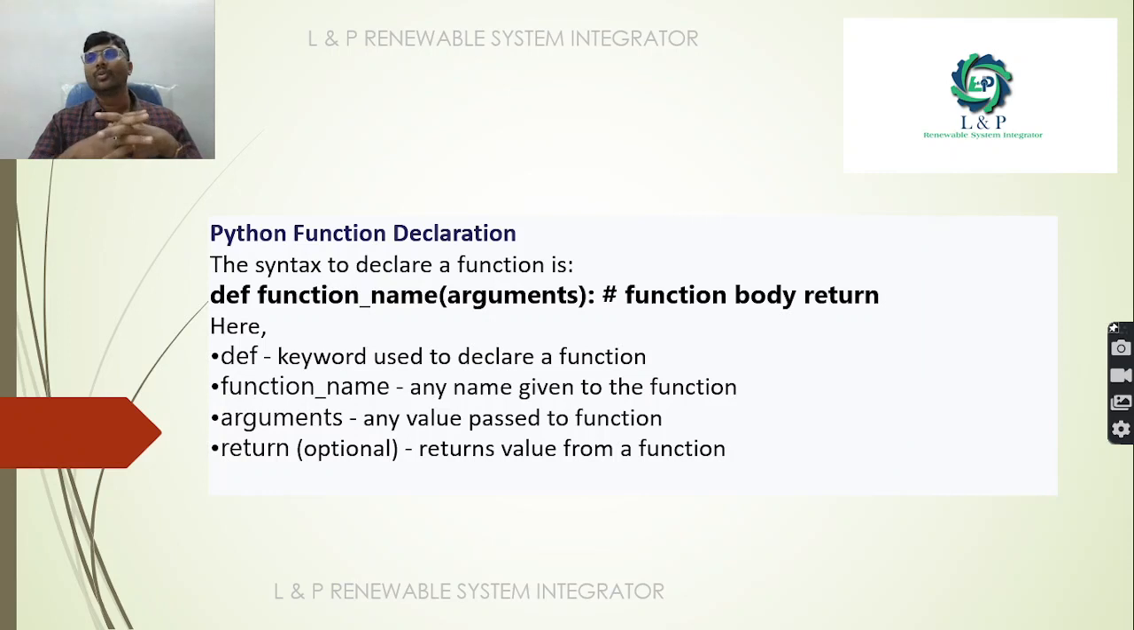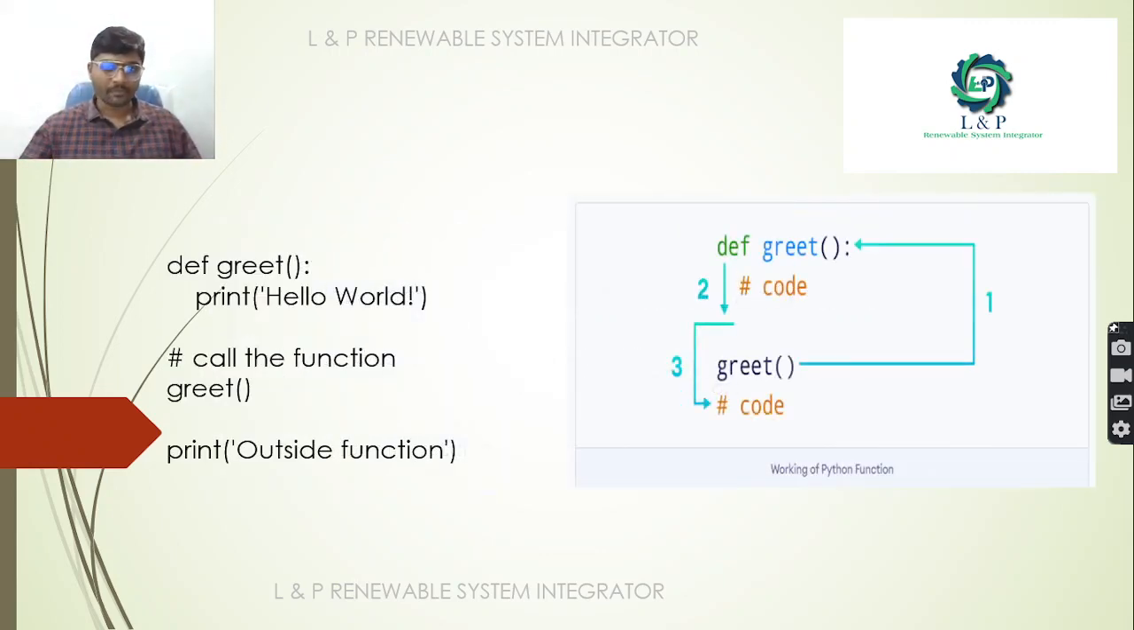Now let's look at the syntax that we need to follow for declaring a function. First is def, then function_name, then the arguments should come. Here def refers to the keyword which is used to declare a function, and function name is any name which is given to that particular function. The argument is any value which is passed to that function. The return statement is optional. If you want to return a value from a function, then we can use that.